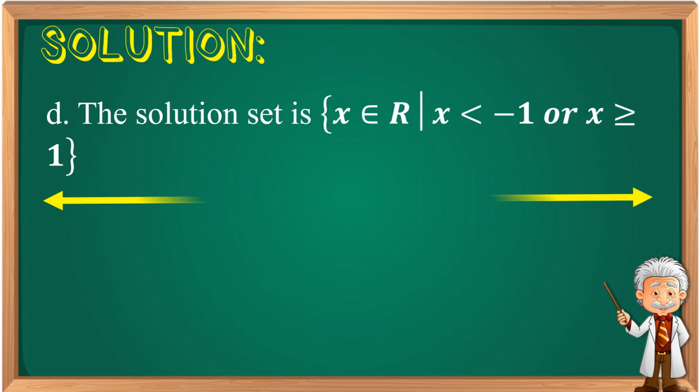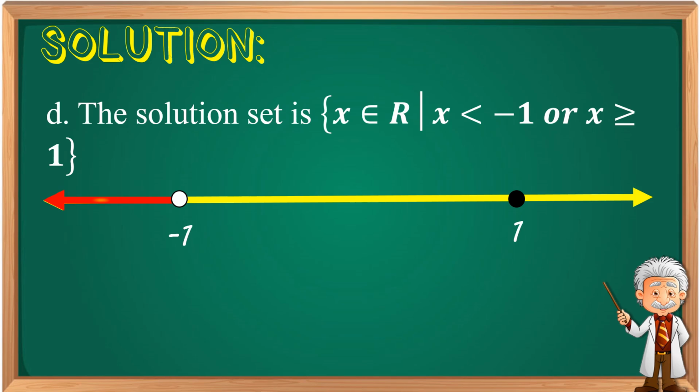If we are going to graph our solution set, we have negative 1 in a hollow circle and positive 1 in a shaded circle. So, this is our solution set, the part that is shaded by red and that part. So, hindi kasama sa ating solution set yung nasa gitna ni negative 1 at ni positive 1.